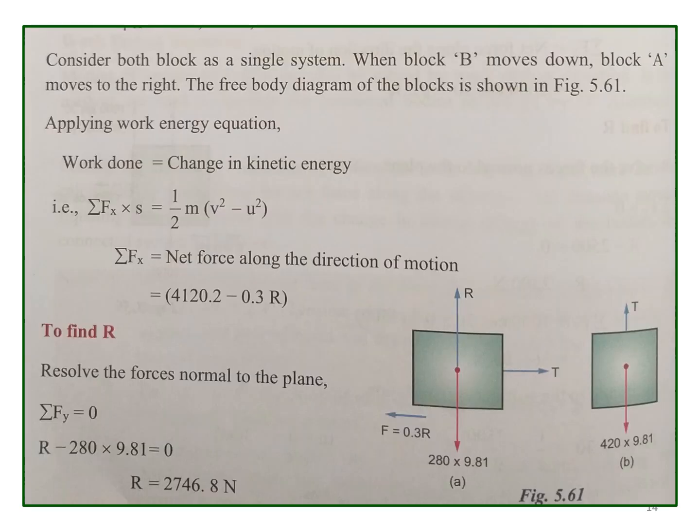Now we are going to draw the free body diagrams of the blocks. For the 280 kg block, since it is resting on a horizontal plane, you have the frictional force also. You have the tension in the string T. Then you have the normal reaction R, and you have the self weight. Similarly, for the second block, you have only the self weight and the tension in the string, which is marked here. Now we are going to apply the work energy equation. Work done is change in kinetic energy, and work done is nothing but force into distance moved.